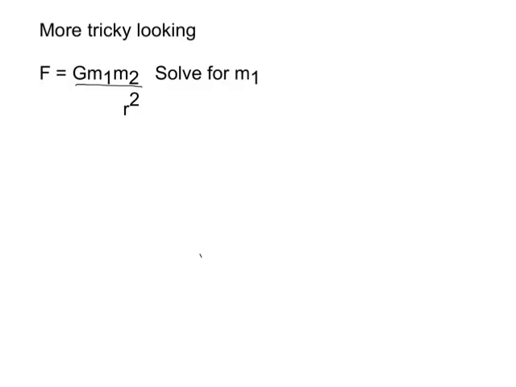Explains why if you go up to the top of a mountain, you're getting further from the center of the Earth, so this number gets bigger. You actually weigh less because you're dividing by a larger number. Random trivia there. So we're going to solve this for m1, one of the two masses.